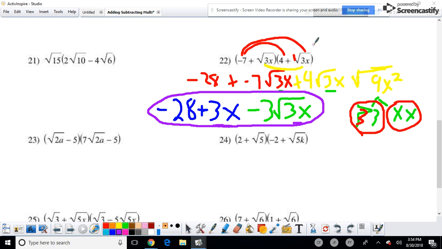Now, some people have learned it using the box method. You can do that. That's fine. You just got to set that up. We would do -7. I'm not going to go through it, but I'll show you how to set it up. And then the radical 3x is going to go here at the bottom, getting a little messy. But then the 4 would go here. Sorry, I'm using my mouse, so that's a 4. And the radical 3x would go there. And then you would just multiply it using the box method.